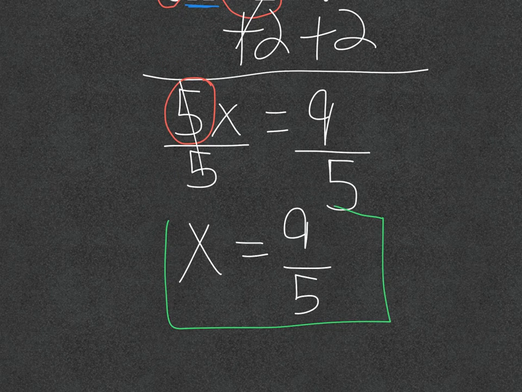And I know it's a fraction, but we don't want to change it to a mixed number. We want to leave it like this, an improper fraction. And this is our final answer. So this is just a quick example of how to solve a two-step equation.